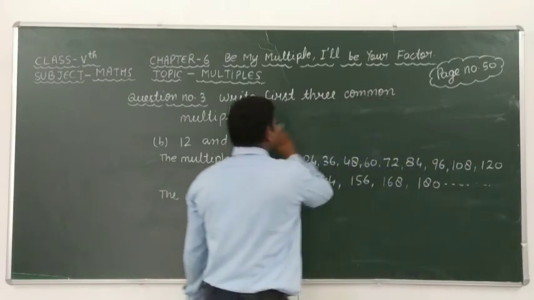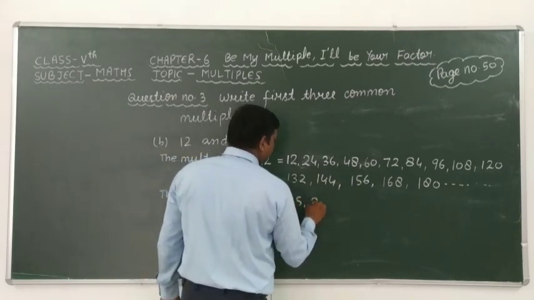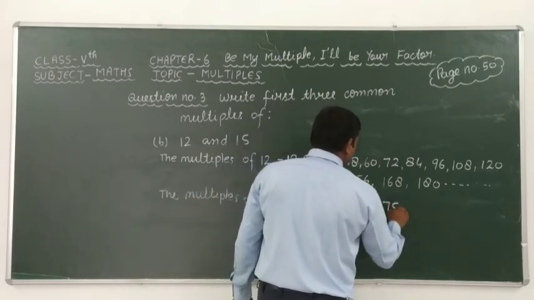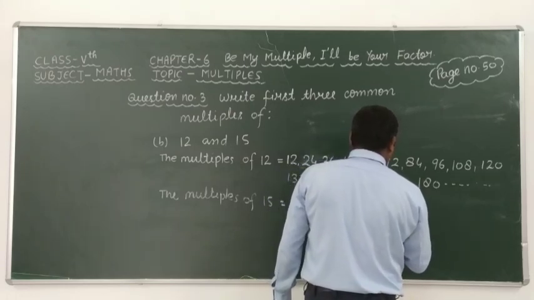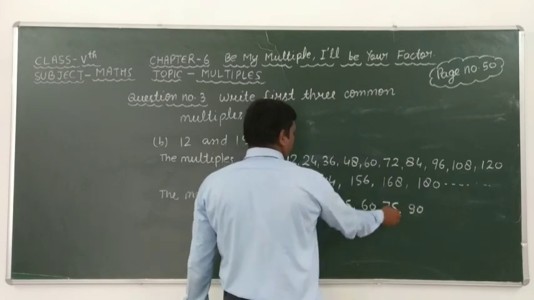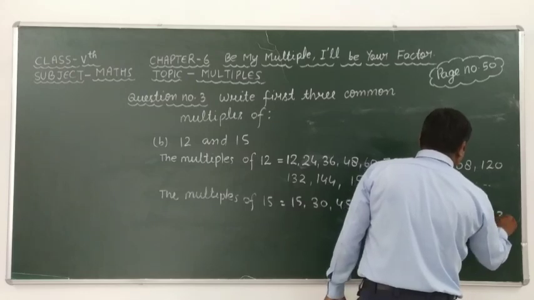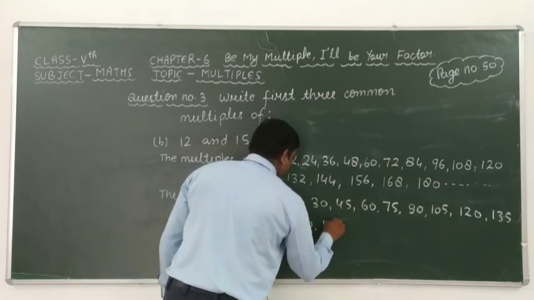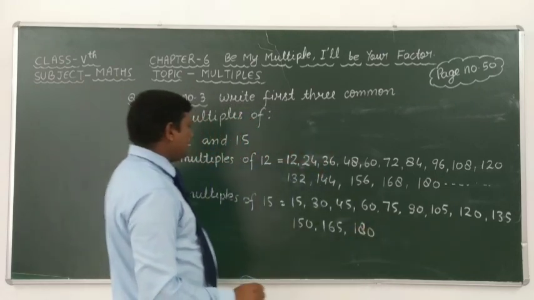So look at here carefully. Here we can write 15 1s are 15, 15 2s are 30, 15 3s are 45, 15 4s are 60, 75, 90, 105, 120, 135, 150, 165, 180.